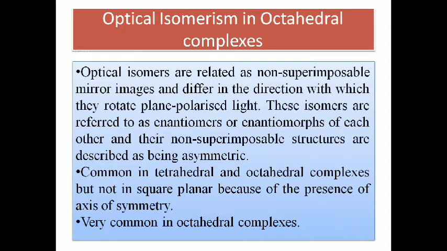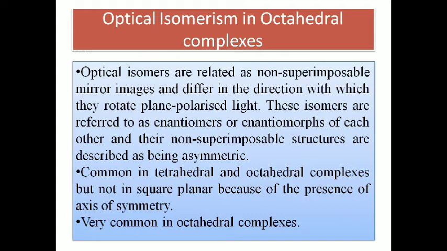Most of the time, non-superimposable structures are shown by an asymmetric carbon atom. Asymmetric carbon atoms are those having four different groups attached to the carbon atom. Hence, it is called what? Asymmetric carbon. When it is an asymmetric carbon, it shows a non-superimposable mirror image, and hence optical isomerism.